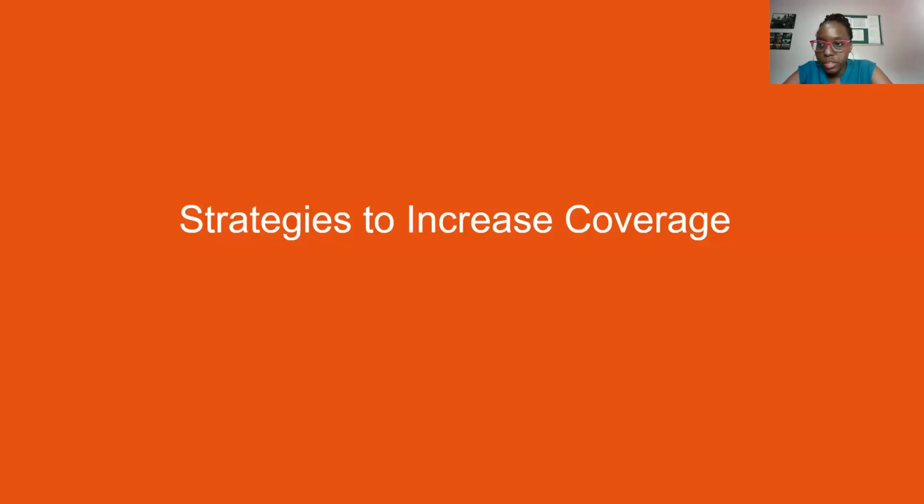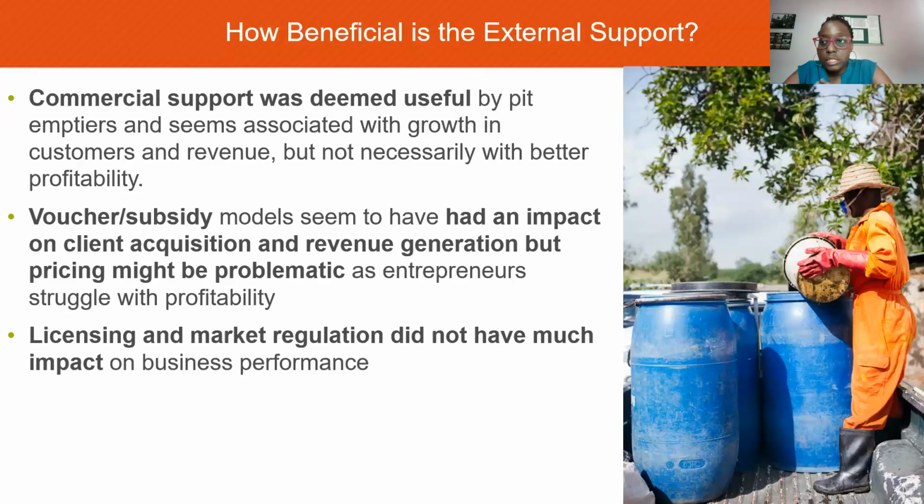And here we're really looking, based on all that Julita has presented around what the profile looks like, but also at what strategies, both from external support and strategies that the entrepreneurs themselves have taken on in terms of increasing their coverage and being able to reduce their costs. So let's first zoom in on the external support that has been provided. Like I mentioned earlier, several things have been done: giving commercial loans, giving them equipment, giving them vehicles, so many things. While the entrepreneurs did mention that the commercial support was deemed useful for many of the pit emptying entrepreneurs, and it definitely contributed to their growth when it comes to customers and revenue, that does not necessarily translate into better profitability.